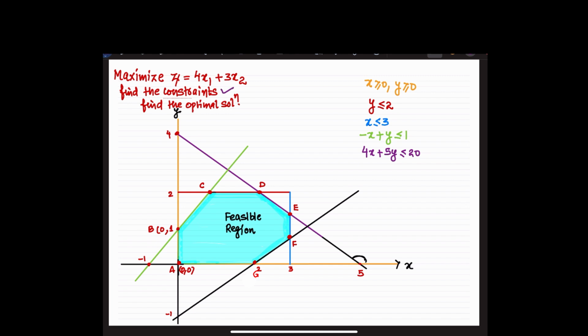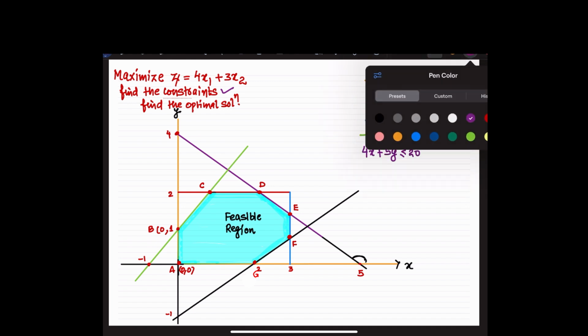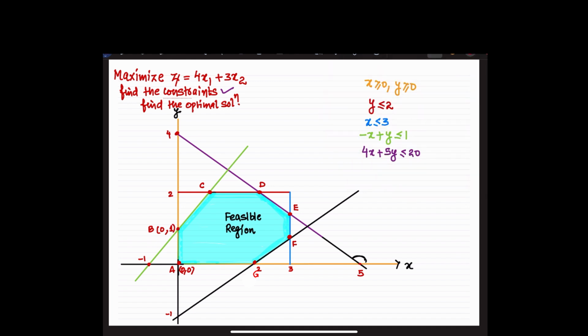Next you want to find the optimal solution. For the optimal solution, what you need to do is find the corners. So A and B are known, let us find C. C lies at the intersection of the red and the green lines. So you put y equals 2 there. So this would make x equal to 1. So x is 1 and y is obviously 2 because this is the line y equal to 2.